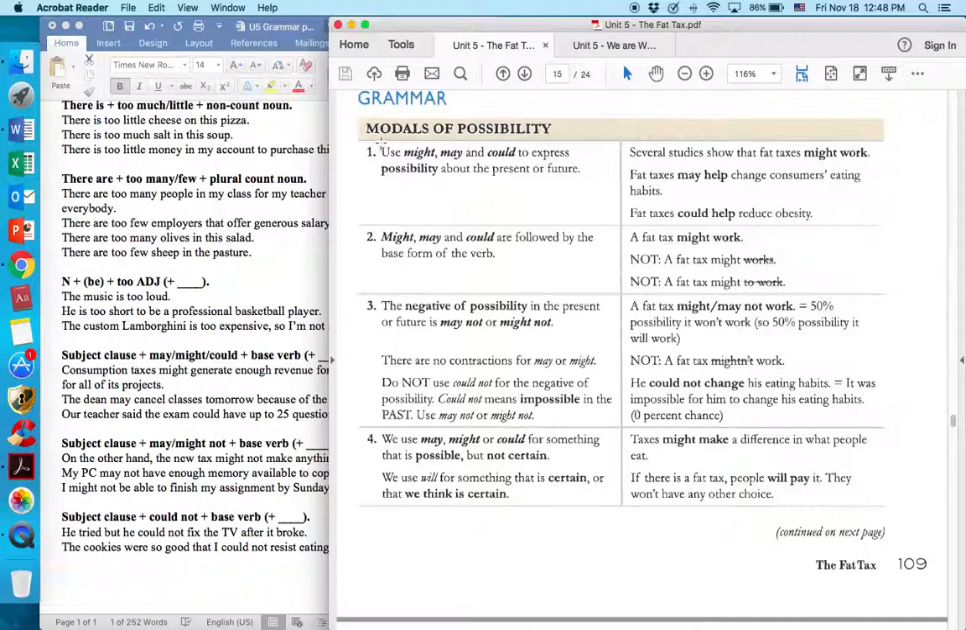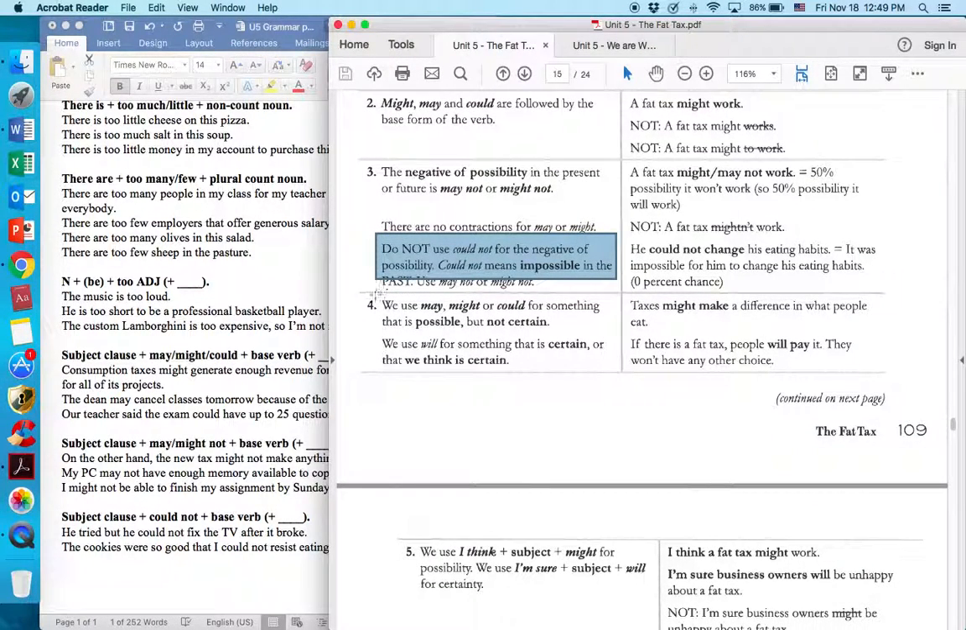Next up, modals of possibility. We're using may, might, and could to express possibility in the present or future. May, might, and could are followed by the base form of the verb. The negative of possibility in the present or future is may not or might not. We don't use could not because could not is for the past and it means impossible.